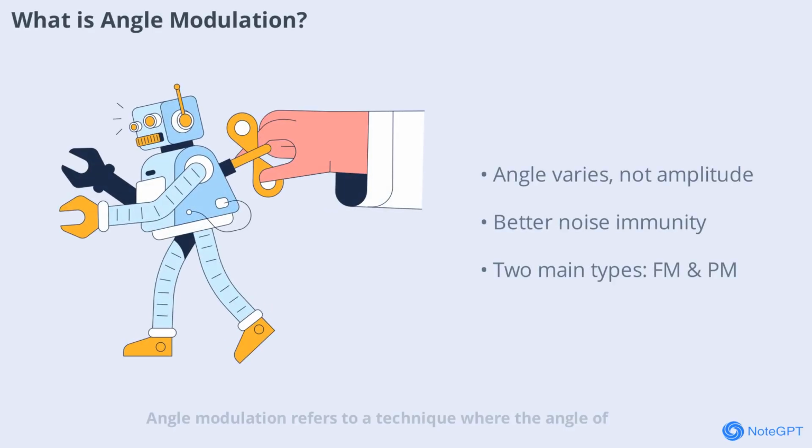Angle modulation refers to a technique where the angle of a carrier wave is varied in accordance with the message signal. Unlike amplitude modulation, which changes the amplitude, angle modulation changes either the frequency or the phase of the carrier. This approach provides better noise immunity and is widely used in high-fidelity audio transmissions.